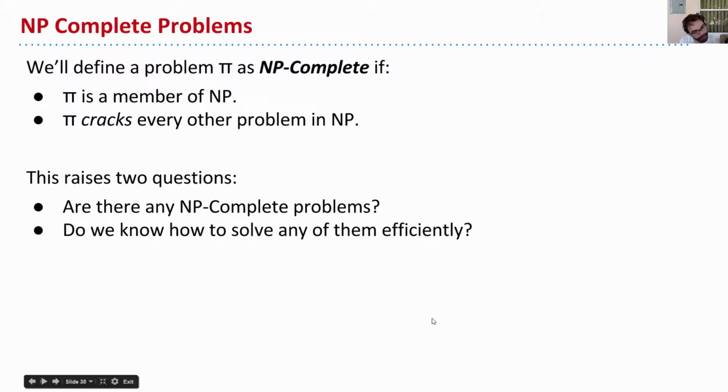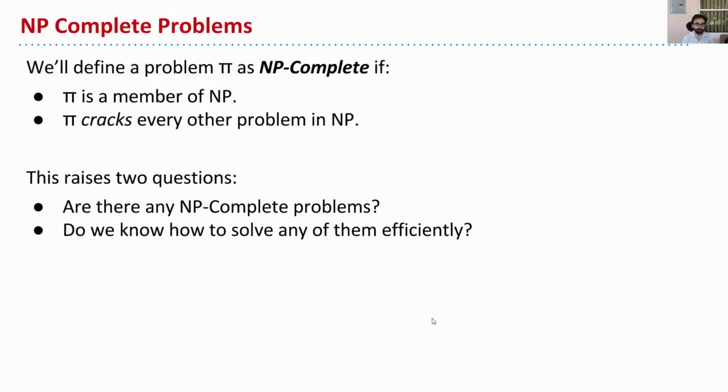So this is where, oh boy, ready to layer yet more definitions on you. Rapid fire, all right? So I'm going to define a problem pi. It's a new problem, whatever, some problem pi. Pi could be 3-SAT, independent set, whatever. And I'll say that that problem pi is NP-complete if 1, pi is a member of NP, it's part of the set, and 2, pi cracks every other problem in NP.